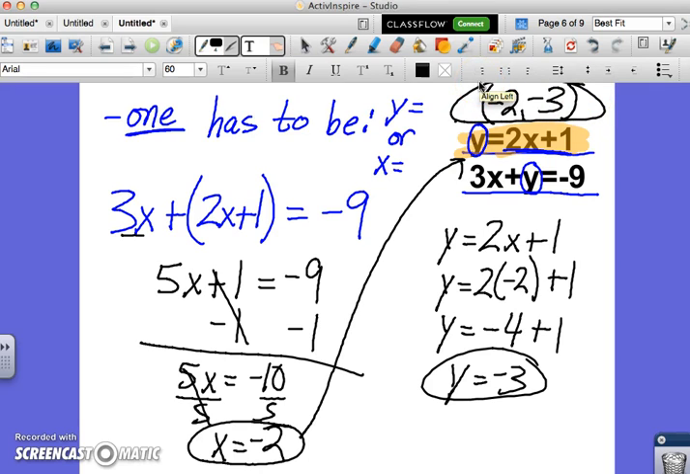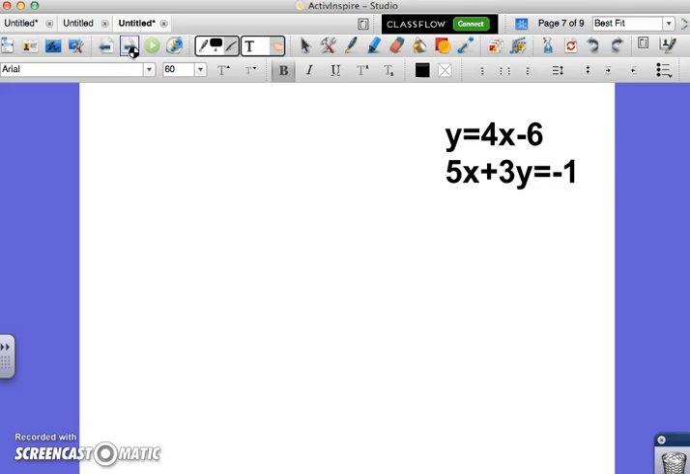That means that if we were to graph it, we would find that these two lines intersect at negative 2, negative 3. Okay, so let's try another one. Here again, first rule, remember, one of them has to be y equals or x equals. Do we have it? Yes, we do.